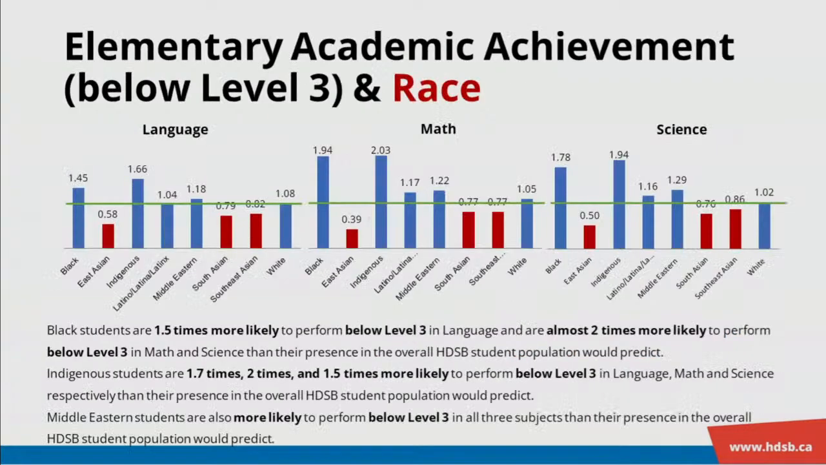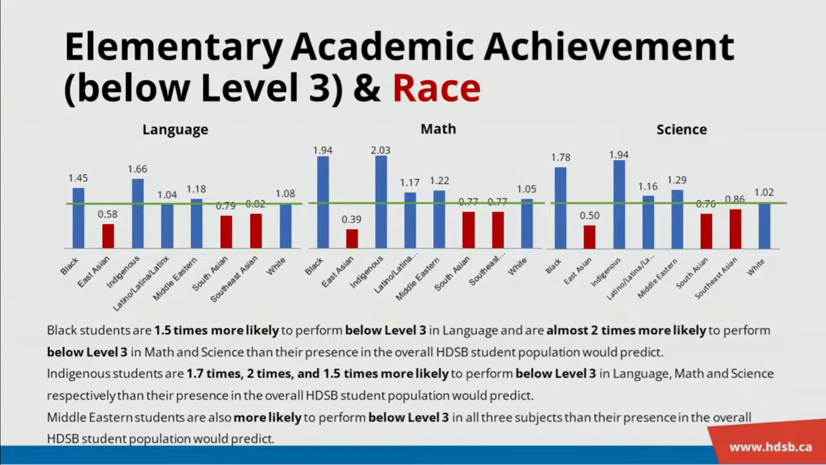So starting with elementary academic achievement, here we're looking at who the students are that are achieving below a level 3. These are report card grades in language, math, and science. And we have the various racial categories given to us by the Anti-Racism Directorate. So again, public sector organizations were mandated to use those categories.